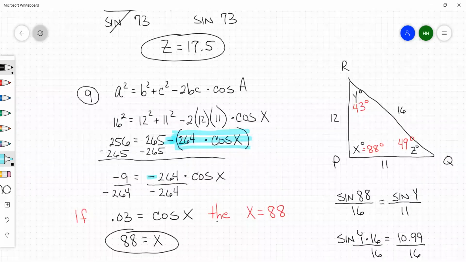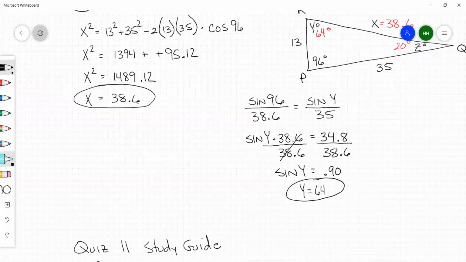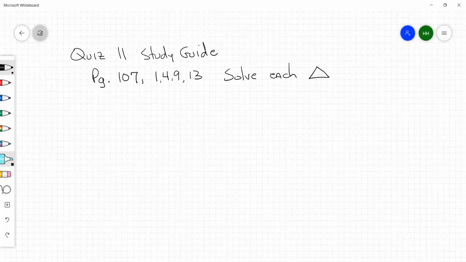But here's what you've got to do. You've got 1, 4, 9, and 13. Solve each triangle. That means find everything that's missing. Okay? Now, you've got these problems worked out step by step in your notes if you took notes.